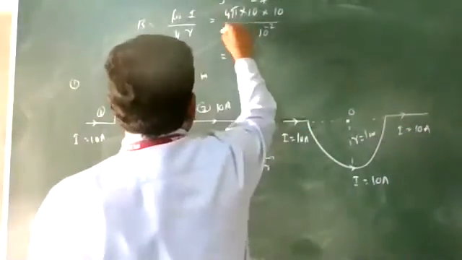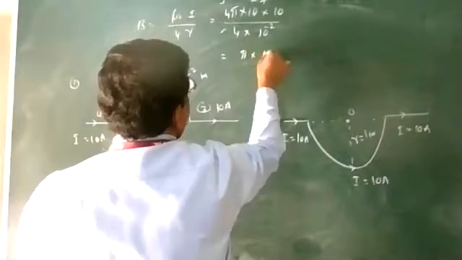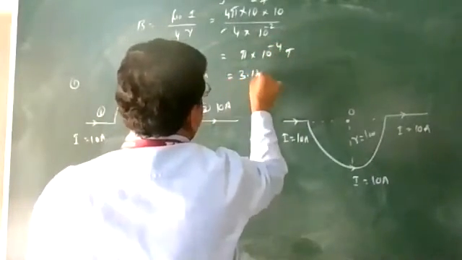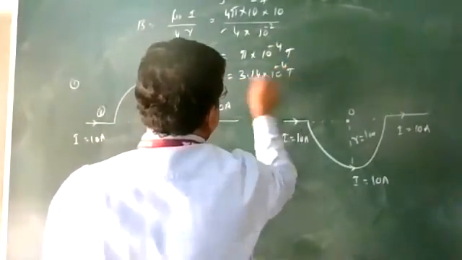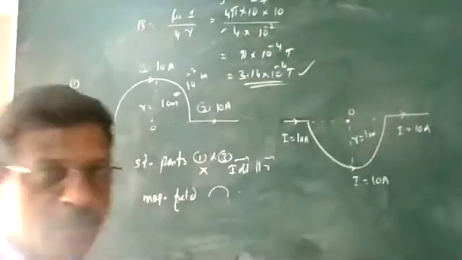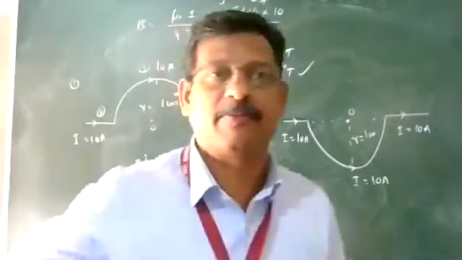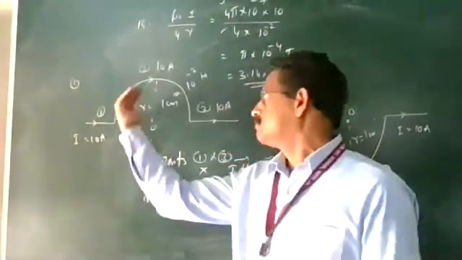1 and 4 cancel. You are getting pi equal to 10 to the power minus 4 Tesla. That is 3.14 into 10 to the power minus 4 Tesla. What is the direction of this magnetic field? The direction of magnetic field is going by right hand palm rule perpendicular to the plane directed inwards.